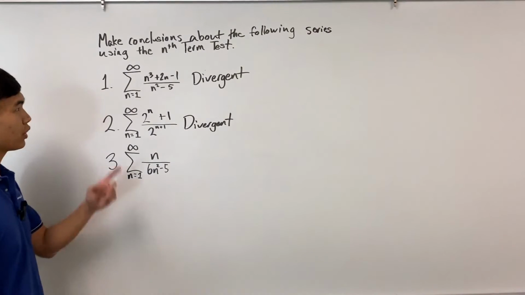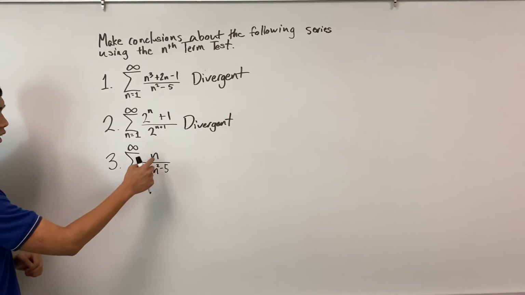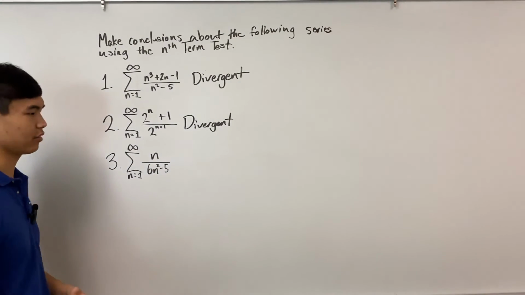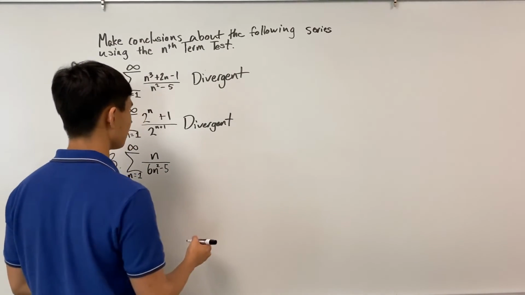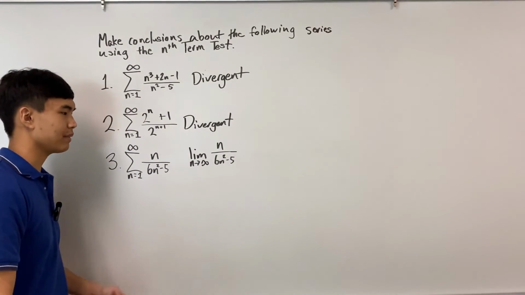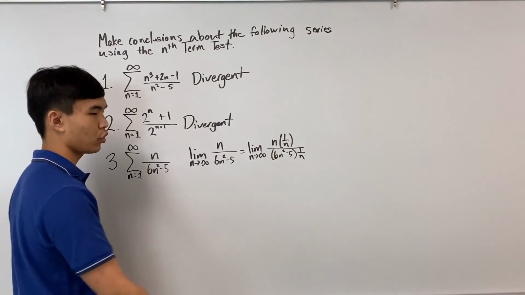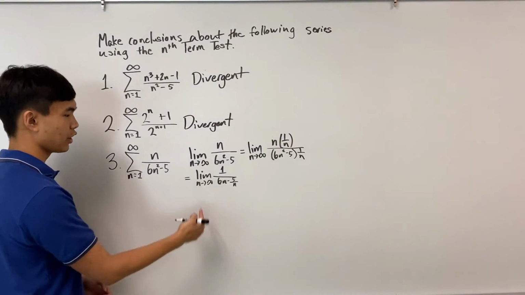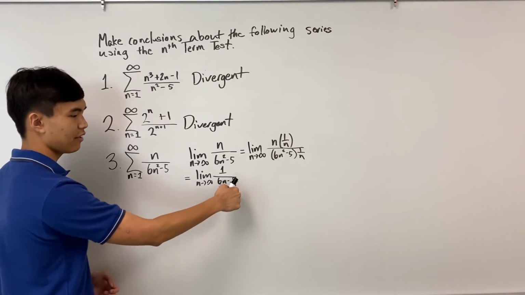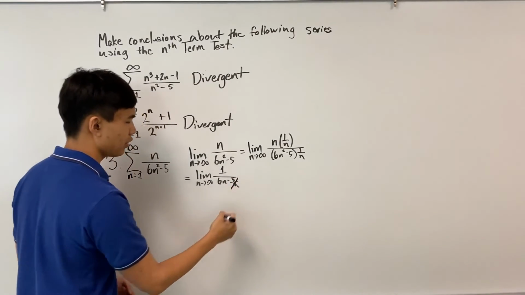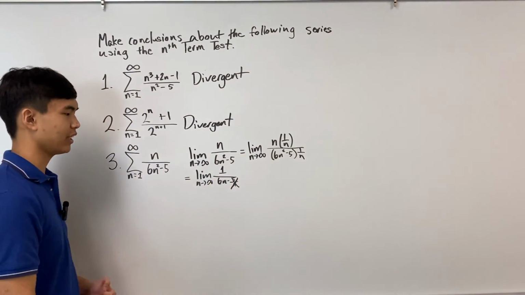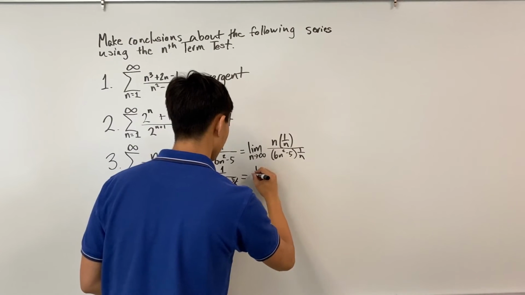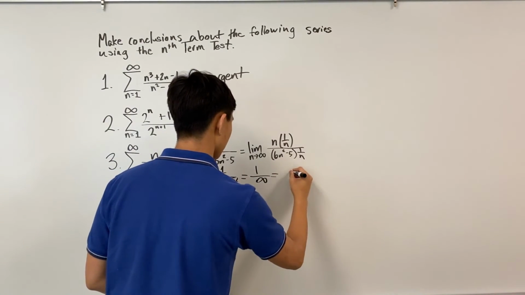The third example, we're going to use the nth term test on the series n over 6n squared minus 5. Again, I'm just going to take the limit as n goes to infinity and see what I get. And I'm going to begin by dividing the top and bottom by n, which simplifies to this. And so we see that as n goes to infinity, 5 over n goes to 0, and 6n just goes to infinity. So this goes to 1 over infinity, which goes to 0.